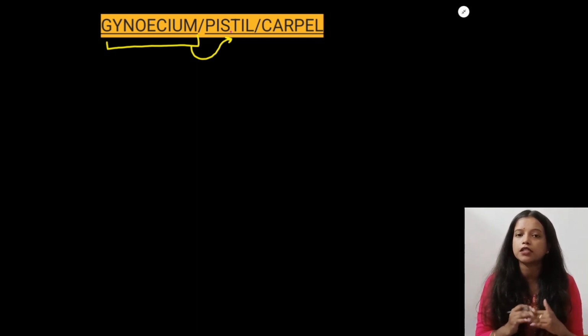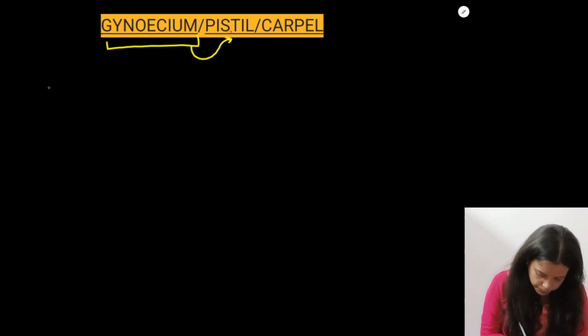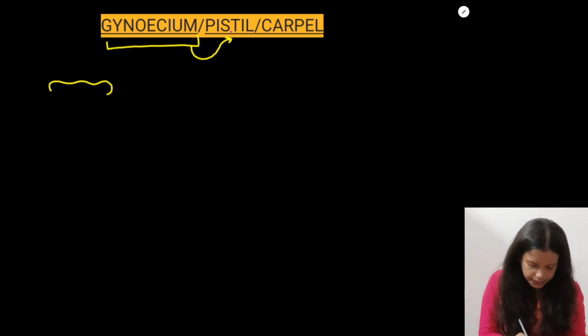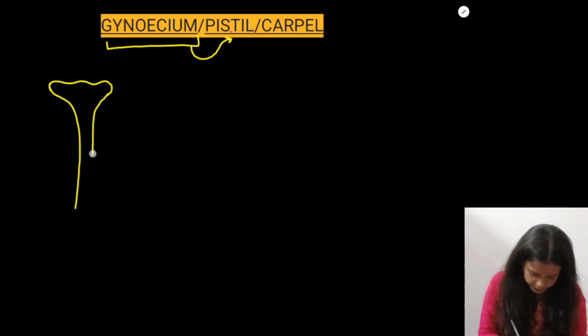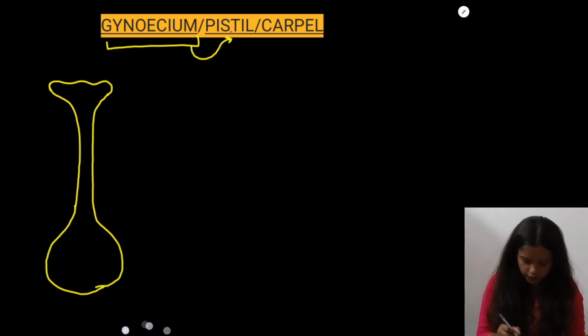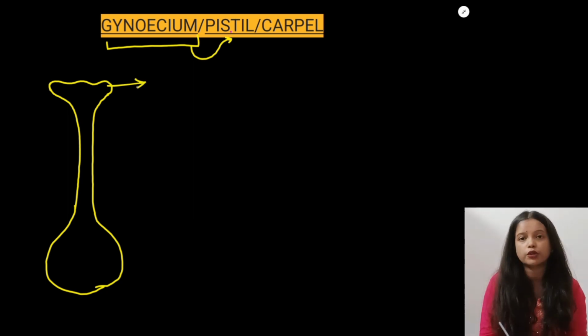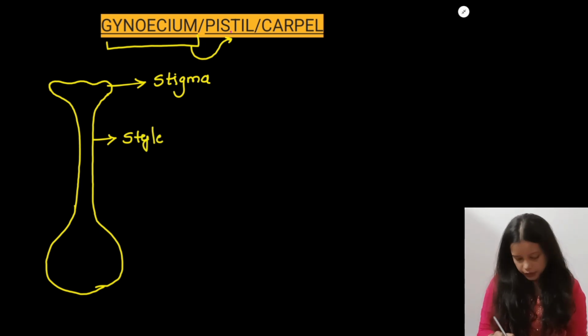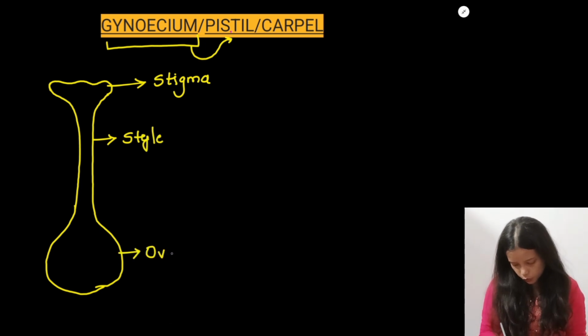So now let's draw the structure of pistil. Pistil starts with the landing platform of the pollen grain, that is nothing but stigma. Then it proceeds with the long slender part known as style. Then a bulged portion known as ovary. So this landing platform for the pollen grain is known as stigma. Next, stigma proceeds into a long slender part known as style. Then the bulged portion is known as ovary.